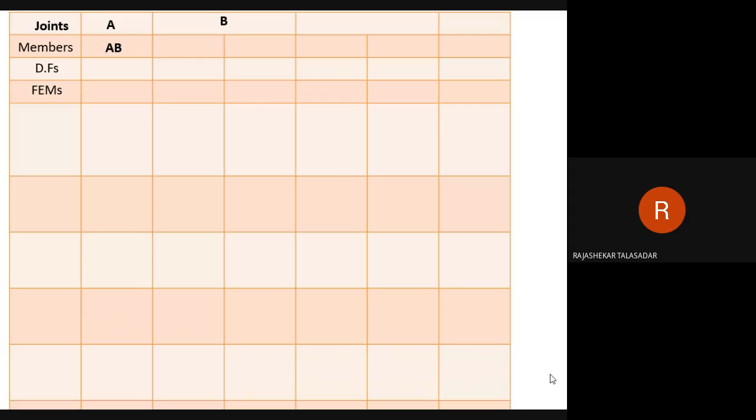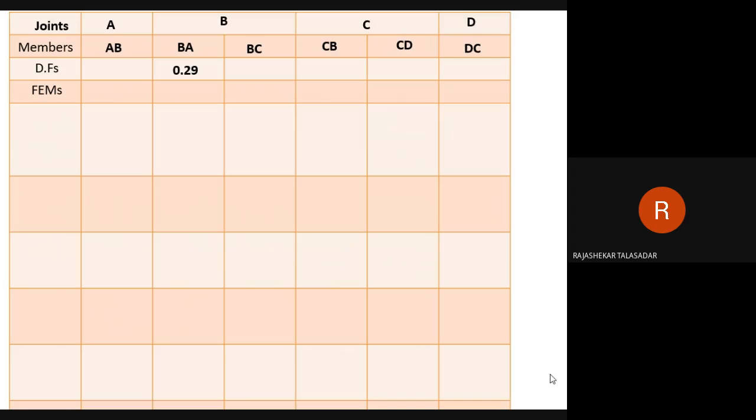Next, joint B. How many members? 2 members, BA and BC. Fine. Next joint C. How many members? 2. Which are those? CB and CD. Very good. Last joint D. DC. Fine. Enter the distribution factors of BA, BC, CB, CD, because I have told only for the members of the intermediate joints. AB will not come.